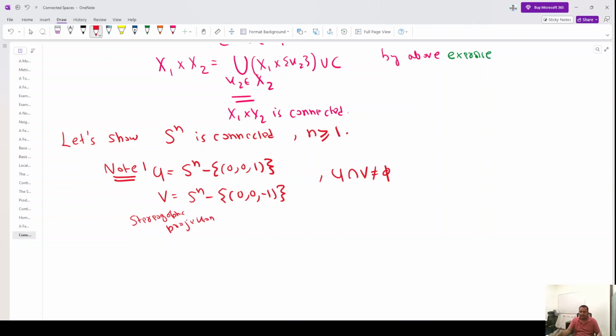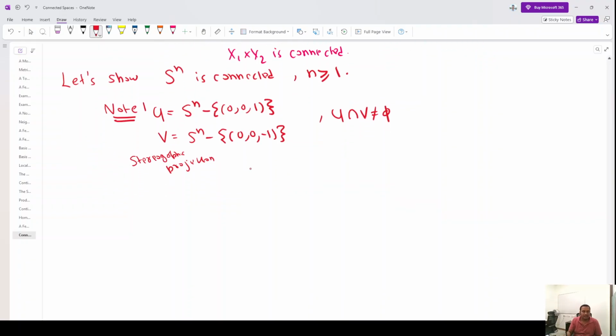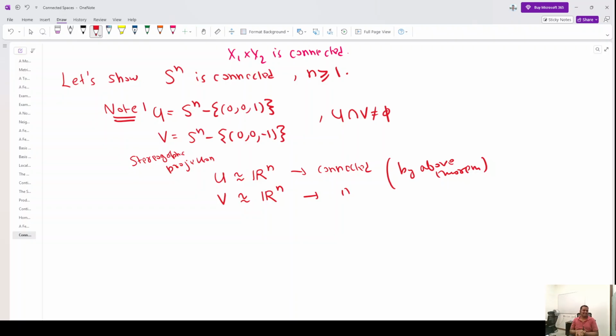See, everything we have done, we are actually using. So U is homeomorphic to Rn. V is also homeomorphic to Rn. This is connected. This is also by the above theorem. And the exercise I have given you shows that R is connected, right? So intersection is non-empty, so it means U union V is connected, by the first theorem we have done, the theorem before the above theorem. So this implies Sn is connected.